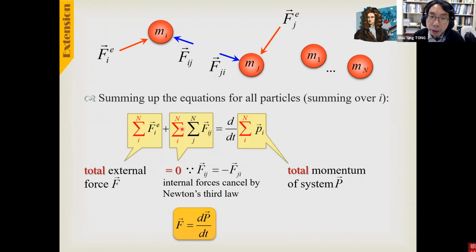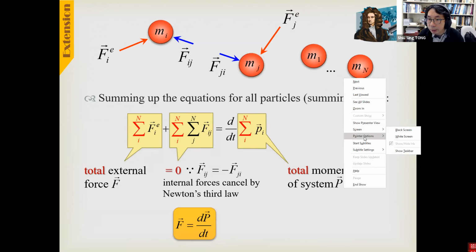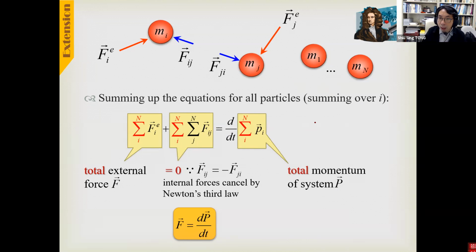Now the tricky point is this double summation. I sum over i and j, Fij. Now imagine i and j run over all the possible values from 1 to n. That means in the summation, for example, I may consider the pair i equal to 1 and j equal to 2. If i and j run from 1 to n, there is a term with i equal to 1 and j equal to 2. So I have the force F12. Is that right?